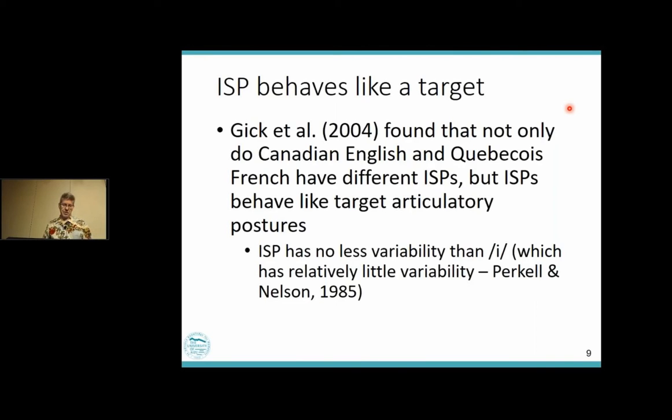We also found that ISP behaves like a target. So not only are there differences between the languages' rest positions, interspeech postures, but ISP also has no less variability than the vowel E, which has relatively little variability according to Perkell and Nelson.